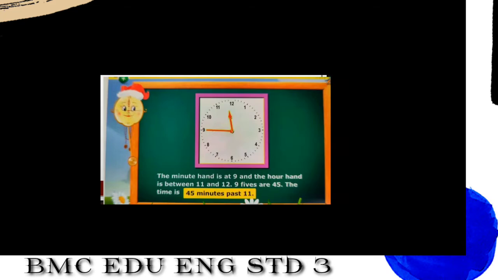Next, the minute hand is at 9 and the hour hand is between 11 and 12. So as I told you, you have to know the table of 5. 9 fives are 45, or 5 nines are 45. So the time is 45 minutes past 11. So children, in this way you are going to write the time.